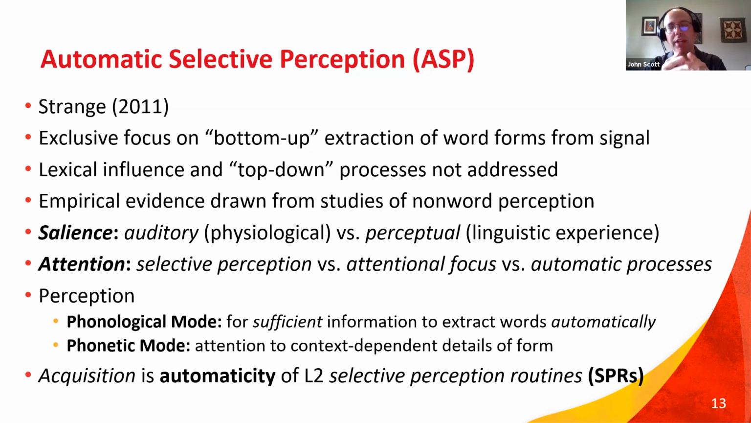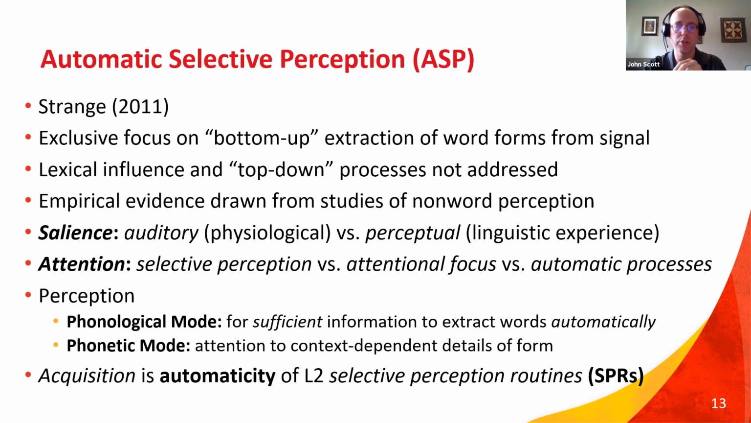And then finally, another model we have is automatic selective perception by Winifred Strange, which is a very purely phonetic-oriented thing. It leaves out anything that deals with lexicon or meaning-based stuff or top-down effects. And it basically is a model of clear definitions. We get multiple types of salience, whether it's auditory salience or perceptual salience. We have different types of attention.